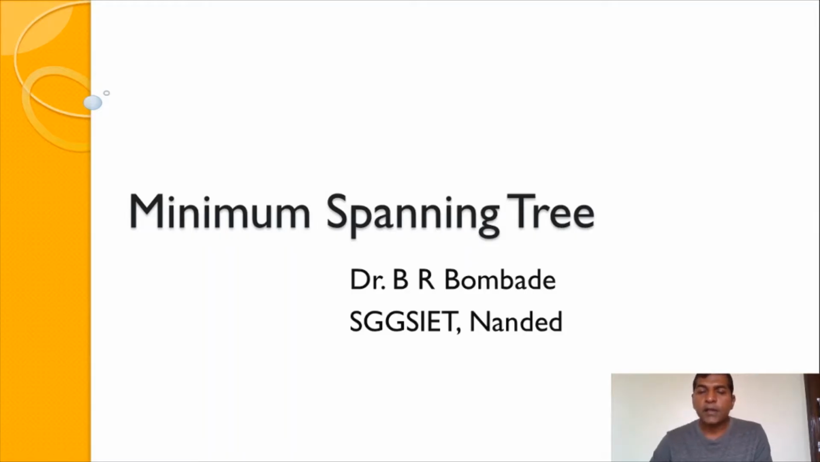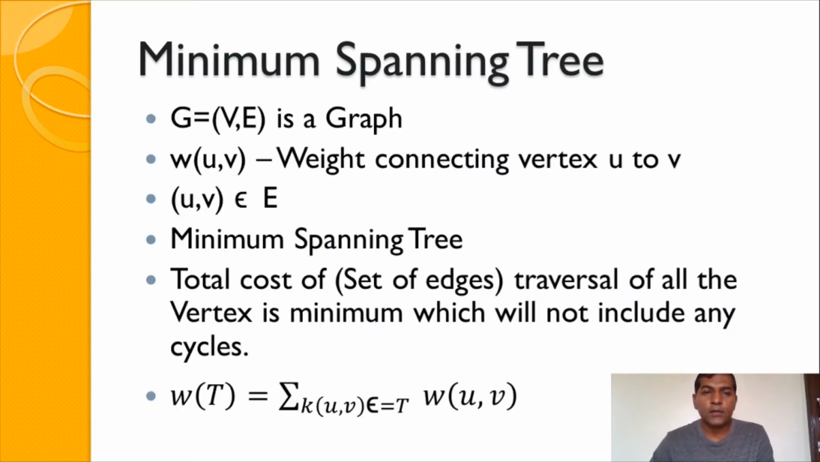Minimum spanning tree is one of the important parts in design and analysis of algorithms. A minimum spanning tree has a graph representation using G = (V, E), where the graph is represented as we regularly do. Then we have W(U, V). So U and V are the vertices, and E is the set of edges connected to them.